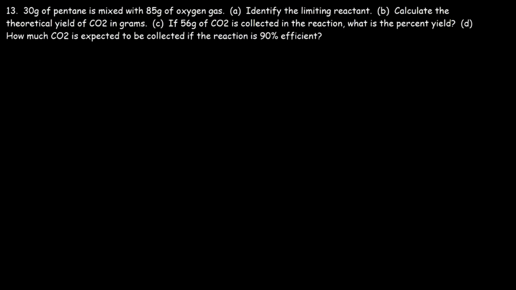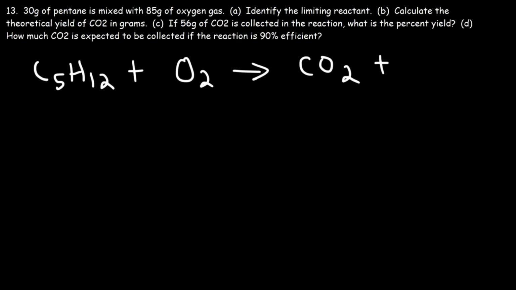Now let's move on to this problem. 30 grams of pentane is mixed with 85 grams of oxygen gas. Identify the limiting reactant. So first, let's write a balanced chemical equation. Pentane is C5H12. So we're going to react that with oxygen gas, and that's going to produce carbon dioxide and water. So let's balance the chemical equation.